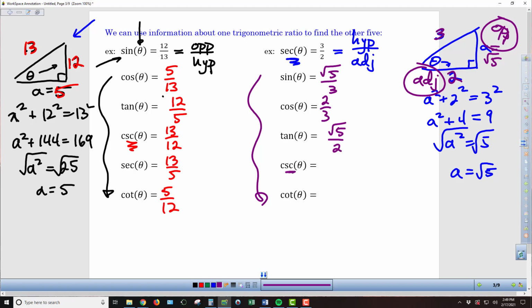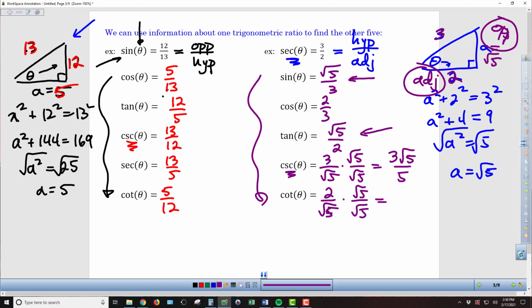And then the last two I have are cosecant and cotangent. So cosecant is the reciprocal of sine. Well, if the sine was root 5 over 3, then I need to flip that into 3 over root 5. But I can't leave a root in the denominator, so I need to multiply the top and bottom by root 5 here. So I'm going to get 3 root 5 over 5. And then for cotangent, I'm just going to flip my tangent answer. So I had root 5 over 2, so now I've got 2 over root 5. But I have to do the same sort of thing that I just did on the cosecant. So I'm going to multiply the top and bottom by root 5. And so I get 2 root 5 over 5.